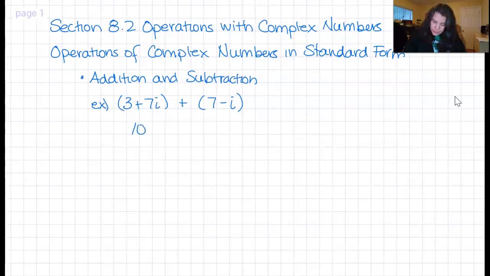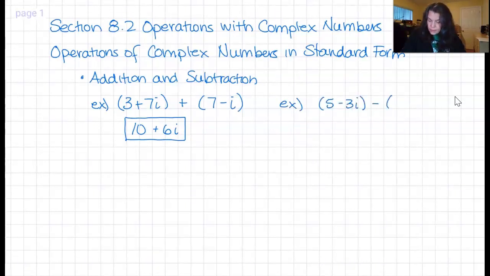3 plus 7 is 10. 7i plus negative i is positive 6i, and you're done. Whenever you add, subtract, multiply, or divide a complex number, you should always get complex numbers. So subtraction would be the same way. If I had 5 minus 3i minus 2 plus i, you could just do it right now and say 5 minus 2 is 3, and negative 3i minus i is negative 4i, and be done.